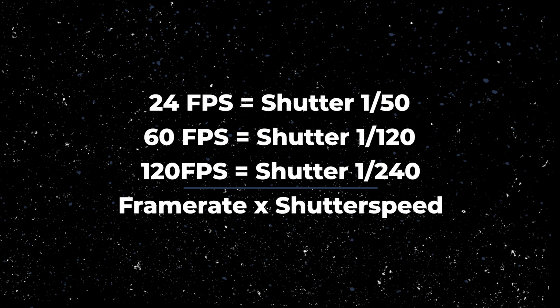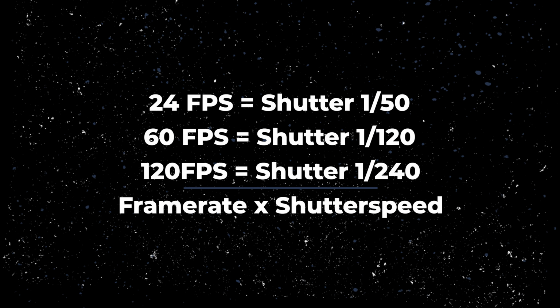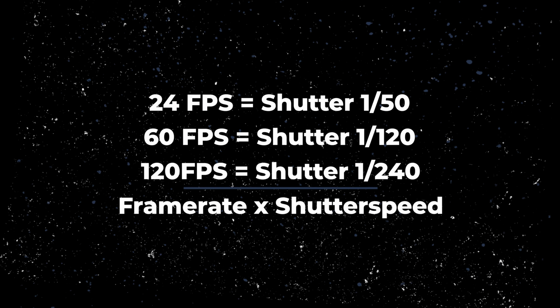So if we're shooting in 24 frames per second, we want our shutter to be around 1/50. If we're shooting in 60 frames, we want it to be 1/120, and if we're shooting in 120 frames, we want it to be 1/240, and so on.